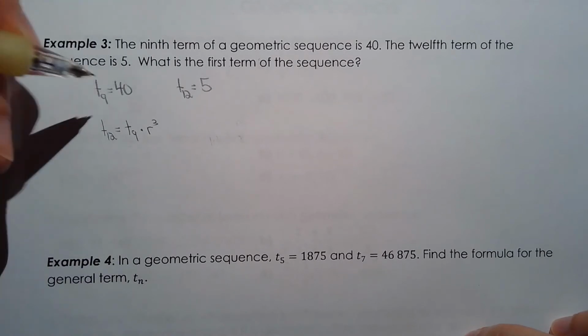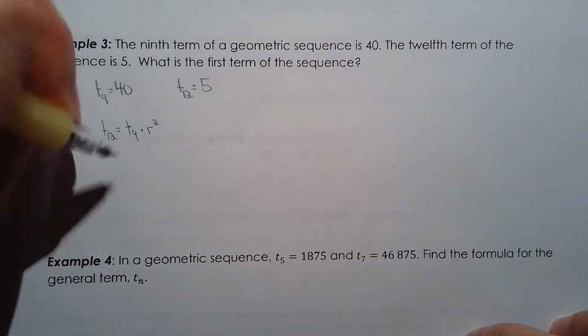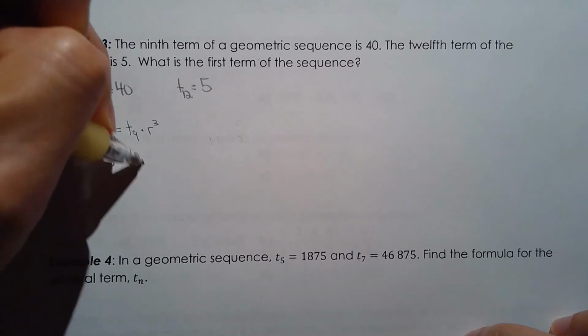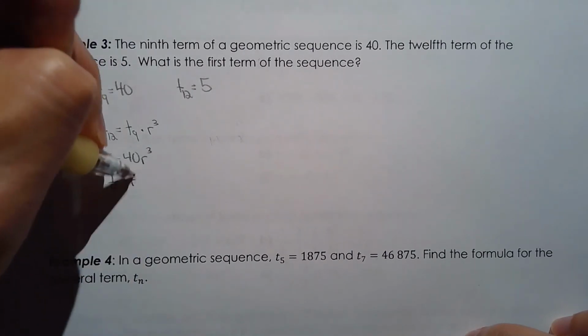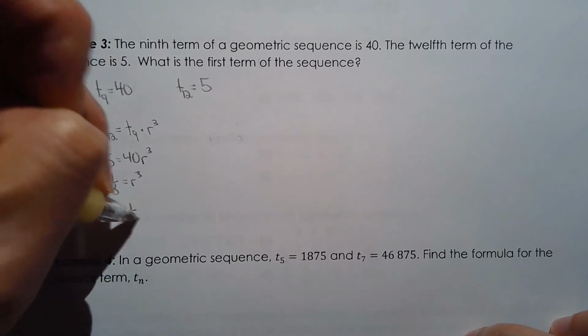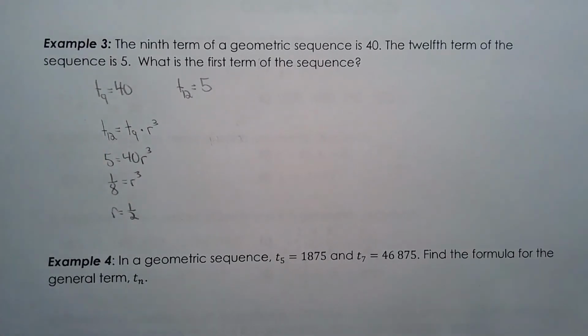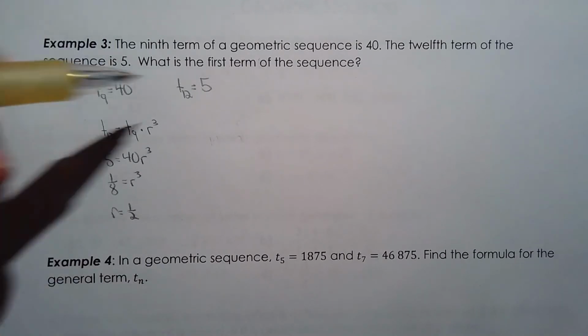So let's see. The 12th term is 5. And the 9th term is 40. So I have a beautiful equation here. Cube root both sides. As expected, the magnitude of the common ratio is between 0 and 1. Alright, so now I can solve for the first term.